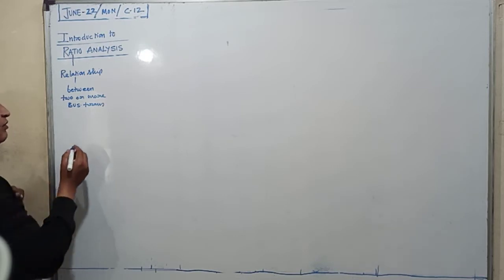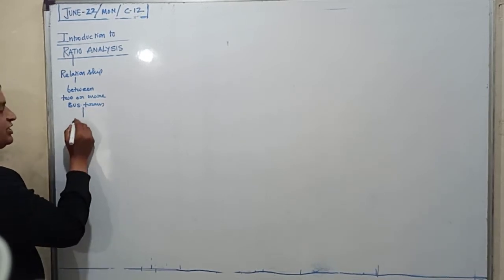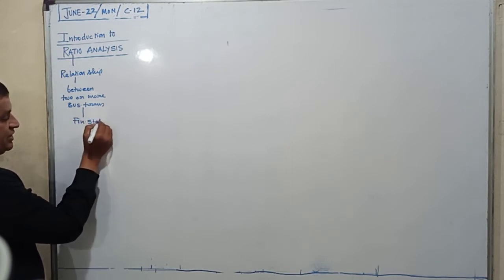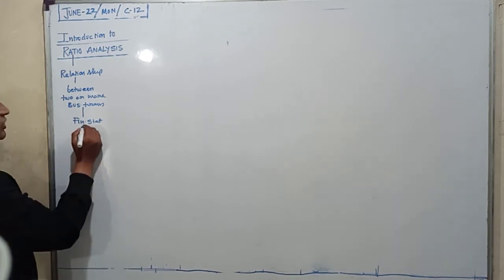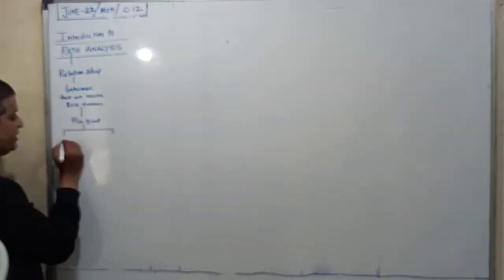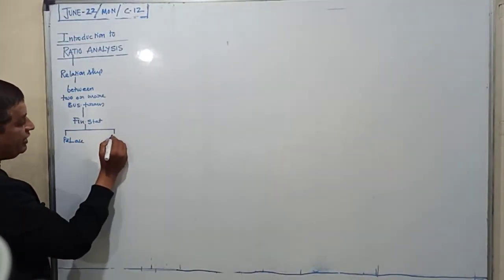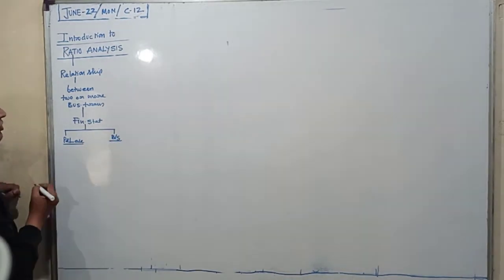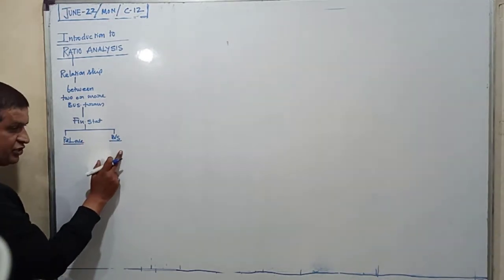Now the question comes, from where do you take these business transactions? All the business transactions are taken from the financial statements. Now, what are these financial statements? We already know the financial statements are the profit and loss account and the balance sheet. So all information for ratios is taken from either the profit and loss account or the balance sheet.